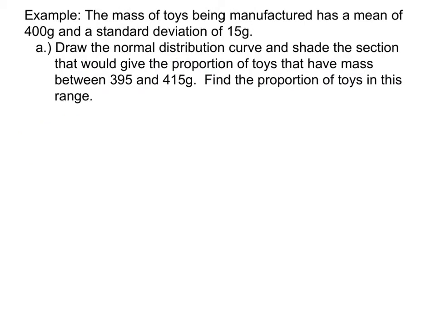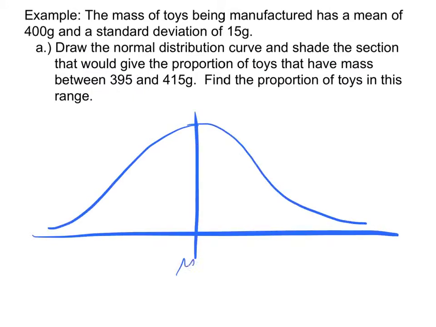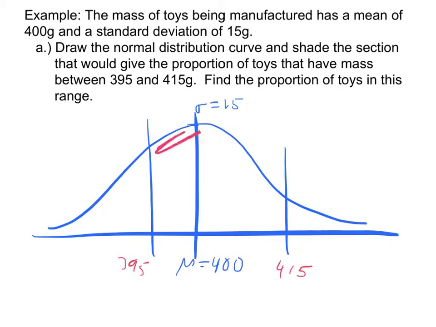We've got this question again about the mass of toys being manufactured having a mean of 400 grams and a standard deviation of 15 grams. You already have the curve from your previous notes showing that the mean of this distribution is 400, the standard deviation is 15, and we wanted to find the mass of toys that was between 395 and 415, right?